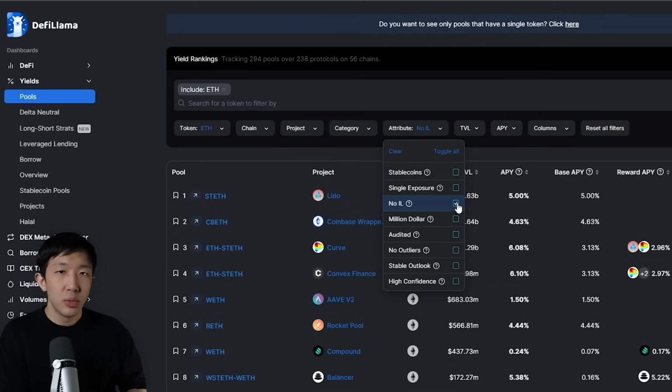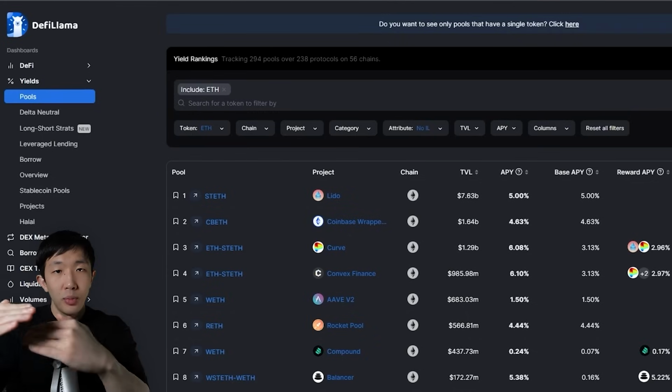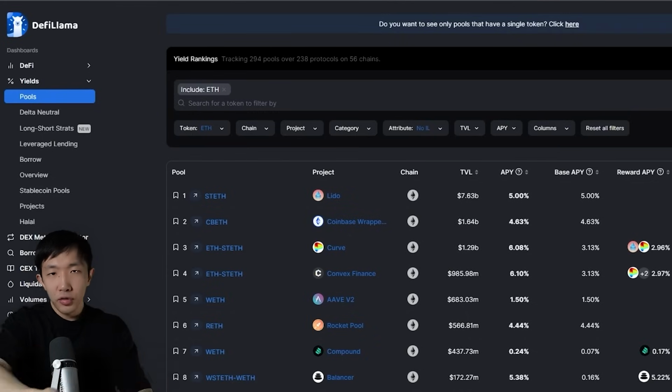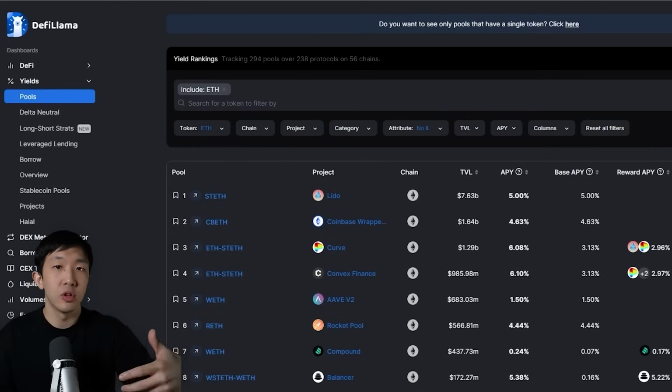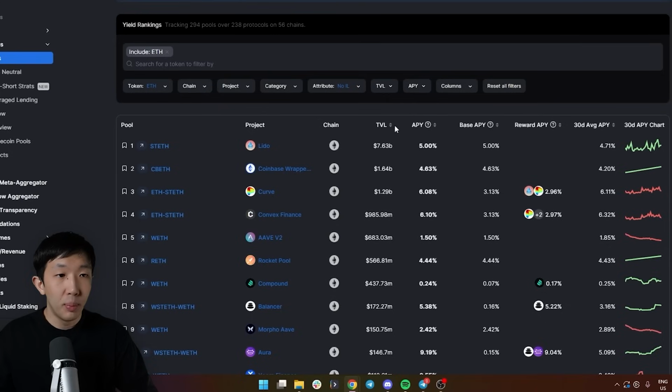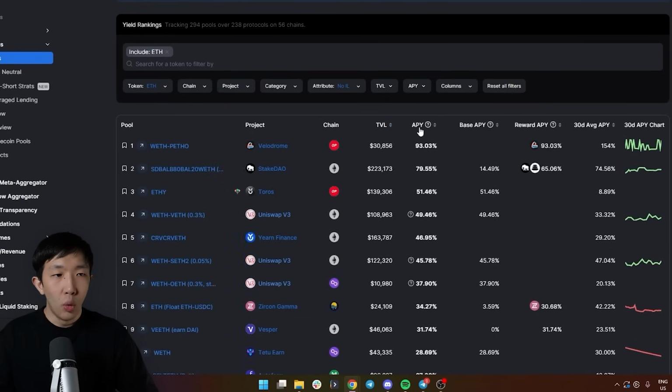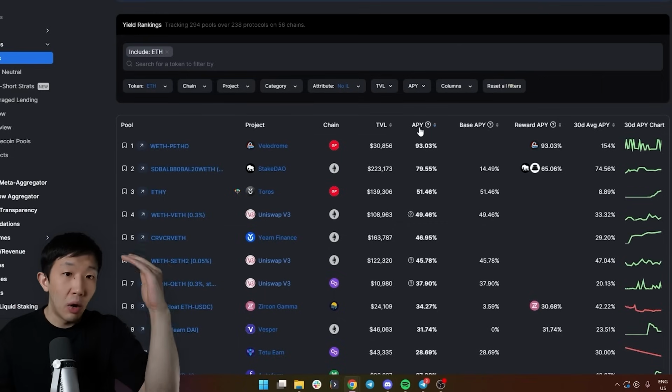So with this attribute selected, basically it shows you all the opportunities out there that only take Ethereum as the main principal asset. So basically it means your principal asset Ethereum is protected. If you deposit 100 Ethereum, after a year, you still get out 100 Ethereum's worth. That doesn't change. Whatever goes on top is just extra rewards. After that, you can rank by either TVL, which is which protocols are most widely adopted, or you can rank by APY, which is how high the rewards can be.